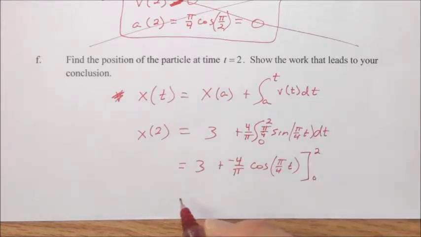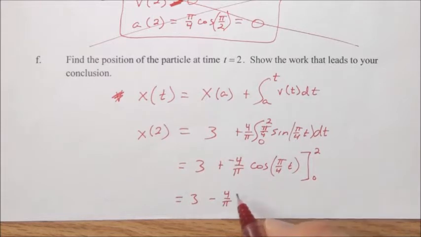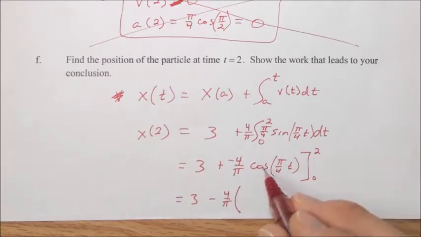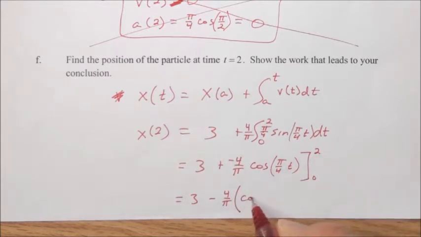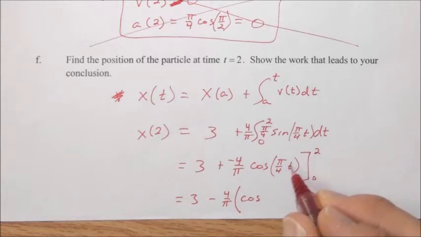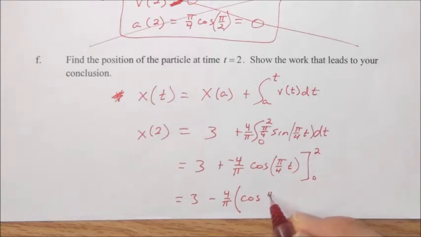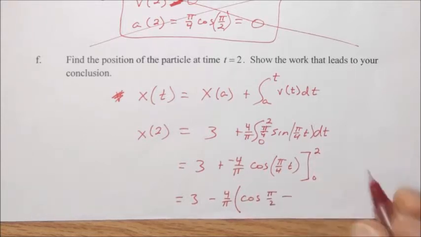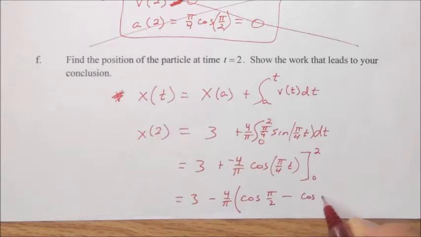Alright, so now we can punch in our values here. So we have 3 minus 4 over pi, and that's going to get multiplied by the cosine. We plug in the 2 first. So the cosine, 2 plugged in for t, twice pi over 4 is pi over 2, minus, now we plug in the 0. The cosine of 0. Okay, so make our factor bar a little better there. Cosine of pi over 2 is equal to 0. Cosine of 0 is equal to 1.